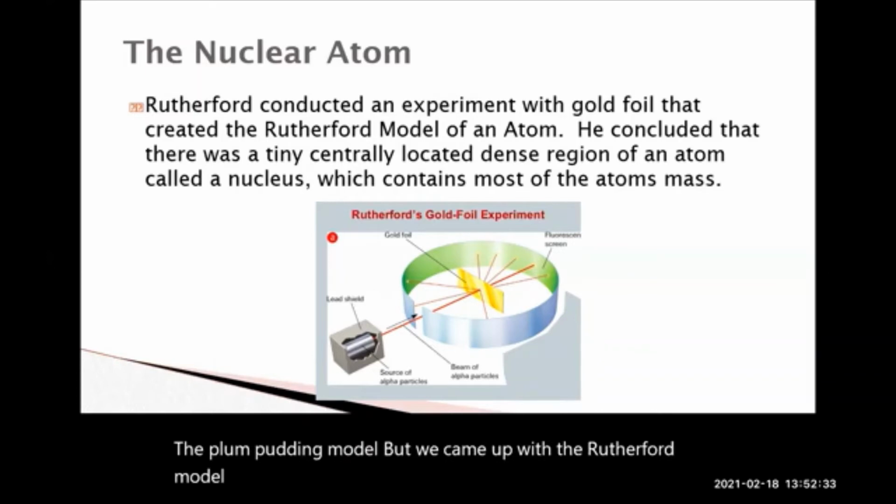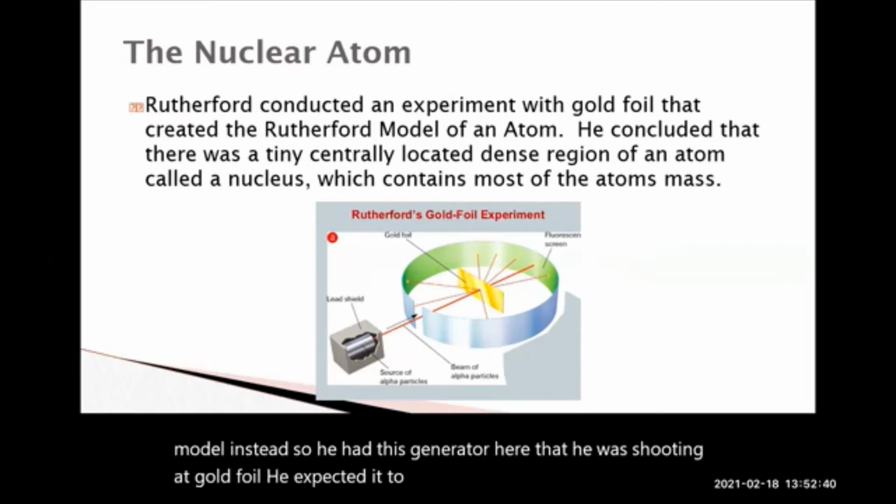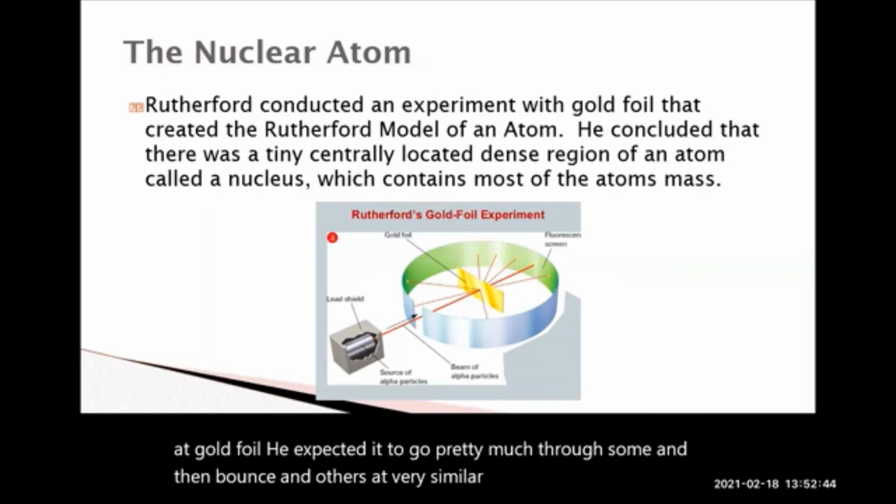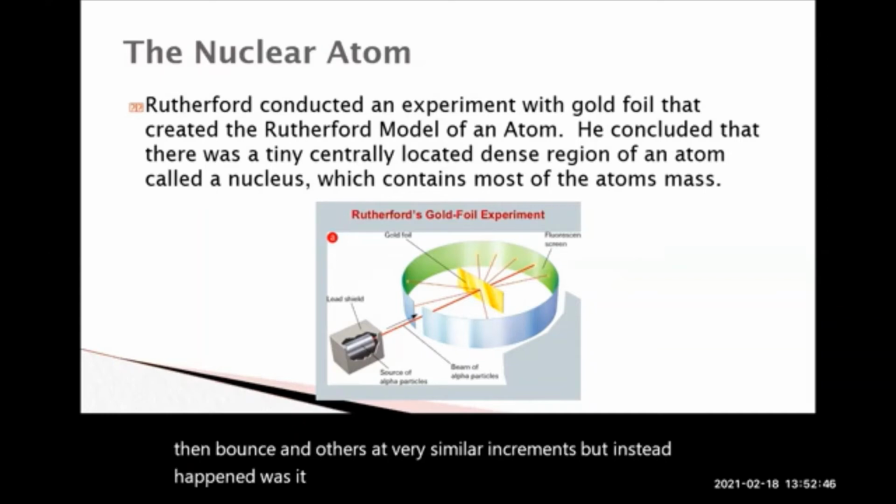So he had this generator here that he was shooting at gold foil. He expected it to go pretty much through some and then bounce on others at very similar increments. What instead happened was at certain areas it bounced almost back completely, but for the most part it bounced through. Did not act as expected.